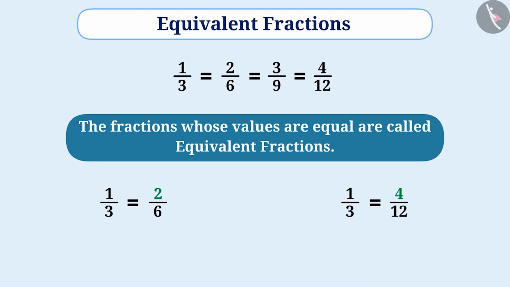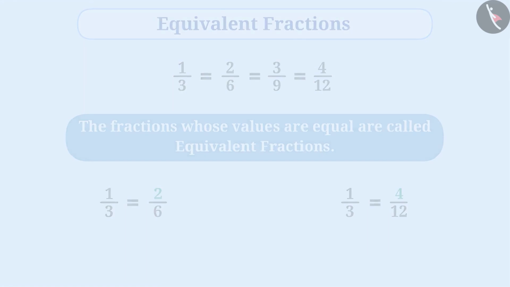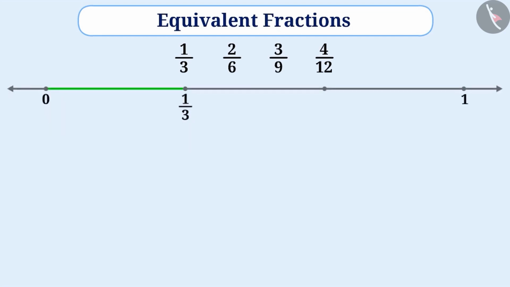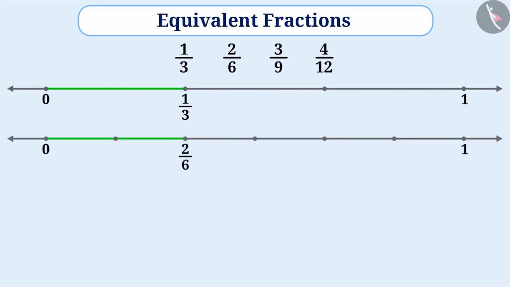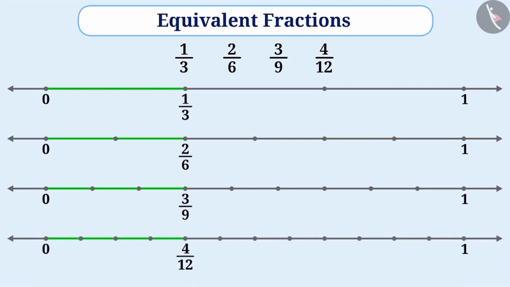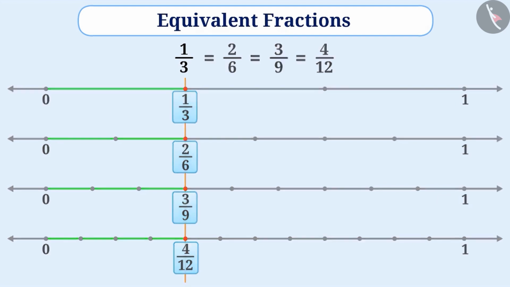Now let's try to represent these fractions on the number line. If you look at these fractions, then they may appear different to you. But if we represent them on the number line, that is, we are representing 1/3 like this, 2/6 like this, 3/9 like this, and 4/12 like this, then we can observe that all these fractions are marked at a similar point on the number line. Similarly, we can understand that the value of all these fractions is equal. That means all these fractions are equivalent fractions.